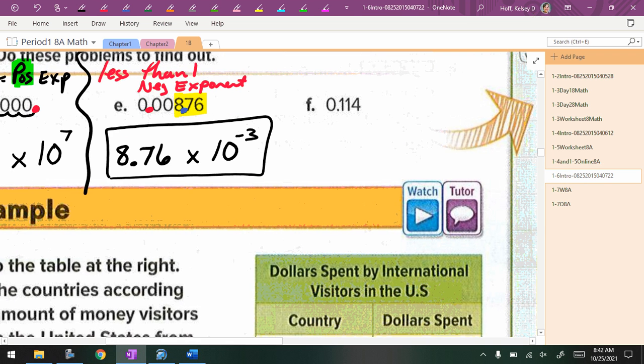0.114. First question I ask myself. Jack? Very good. Is this number, who can tell me? It's a negative because it's less than 1. This number's less than 1. Do you guys agree with her? Okay, let's make that little note to ourselves. Less than 1. So it means it's a negative exponent.